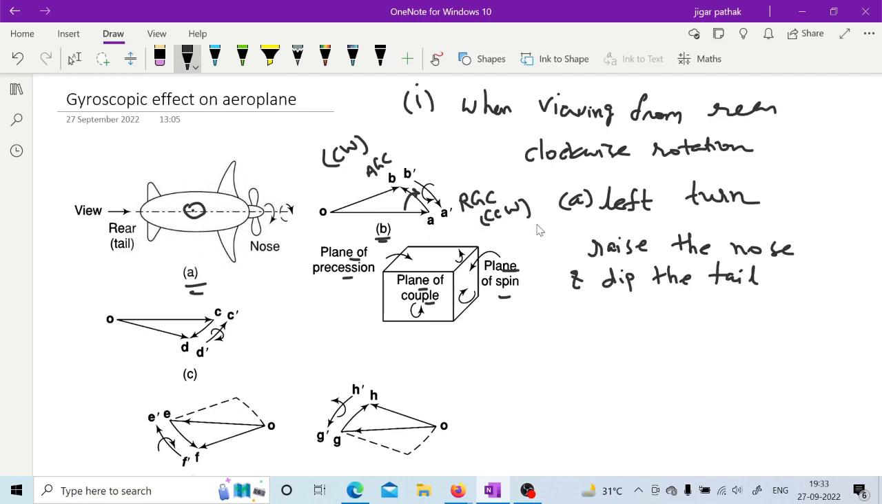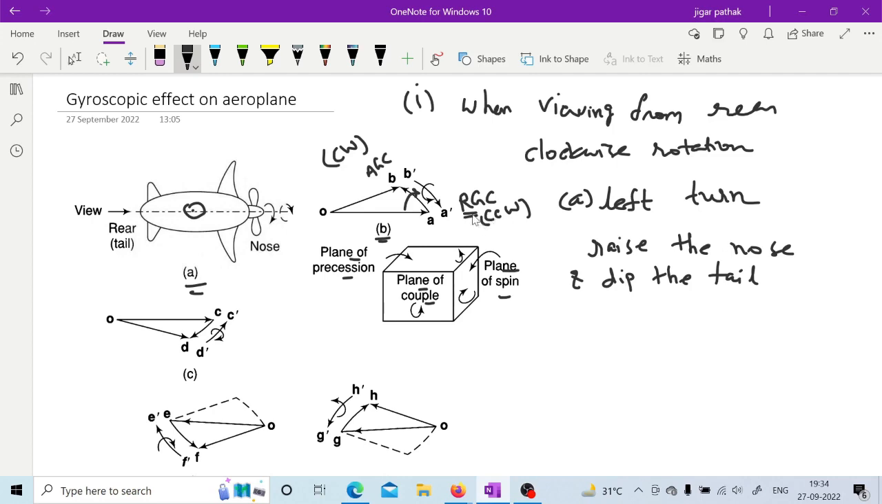Case 1A is when, viewing from the rear, clockwise rotation is there, and this aeroplane is taking a left turn. Due to this left turn, the active gyroscopic couple is generating in clockwise direction about the third axis, which is coming out of the plane of paper, right? So the reactive gyroscopic couple is going to generate in the counterclockwise direction.